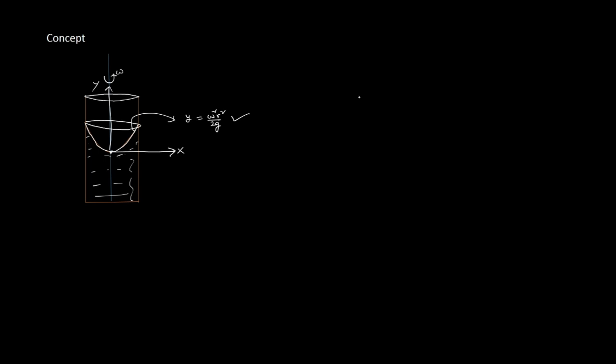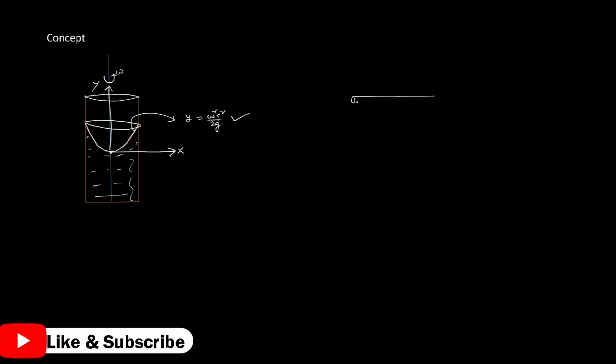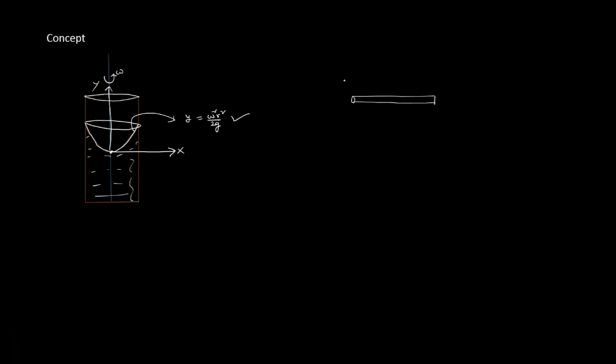Now if any rotating fluid is there, let us say there is one tube. This tube is rotating with angular velocity omega, and it is entirely filled with a liquid. If I take two points A and B, where A is at a distance of x1 and B is at a distance of x2, then the pressure difference between A and B can be written as rho omega square by 2 multiplied by x2 square minus x1 square.